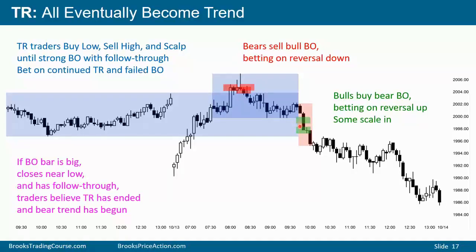And when that happens, you just sell out of your longs at the market. Don't try to get a better price. You just sell out at the market. The market's telling you that you're wrong. And whenever you're wrong, it's always better to get out immediately than hope to be able to get out a little less wrong.